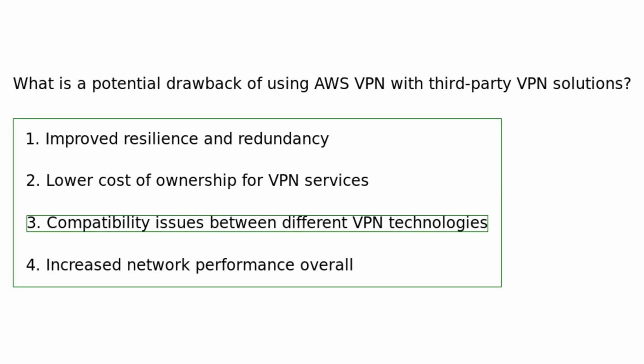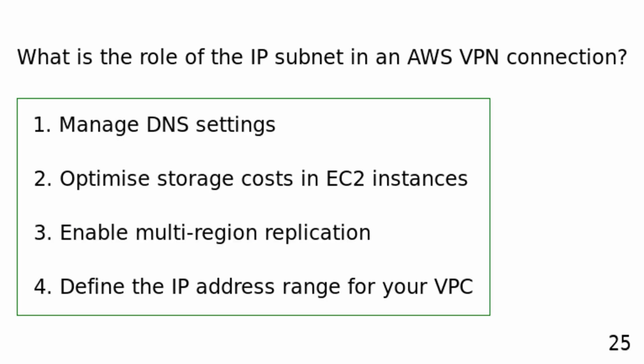When using AWS VPN with third-party VPN solutions, potential compatibility issues may arise between different VPN technologies, requiring additional configuration and troubleshooting. What is the role of the IP subnet in an AWS VPN connection?